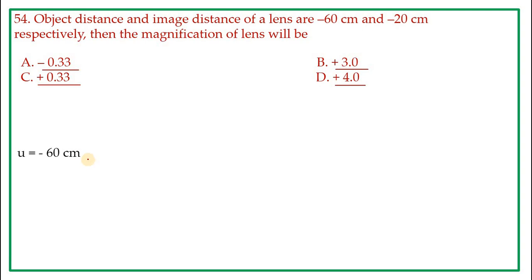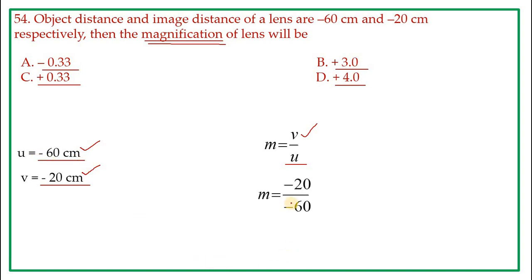See, first let us group the things. U is given as minus 60 centimeter and V is given as minus 20 centimeter. Which formula do we want to use? They are talking about magnification, so we need to find the magnification. For that we have the formula M equals V by U. Substitute V, that is minus 20, and U, that is minus 60. Minus and minus get cancelled. So we get M value 1 by 3.